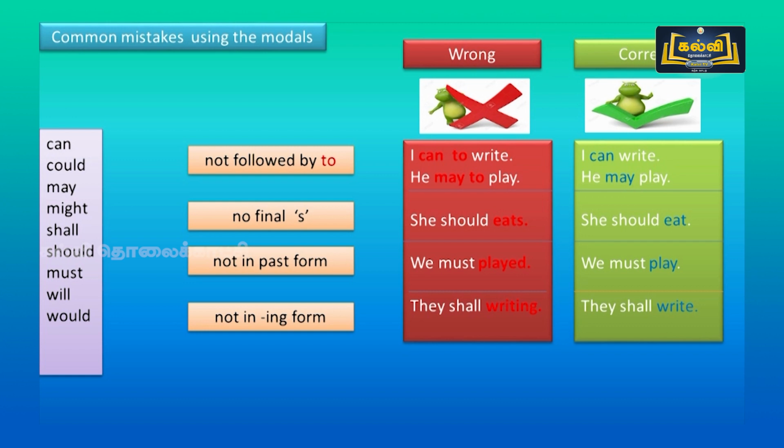Coming to the next one, not in ing form. Like the past form, a modal should not be followed by an ing form of verb. They shall writing is wrong. So the correct way of expressing is they shall write. Okay students, these are some of the common mistakes we commit while using the modal auxiliary verbs.